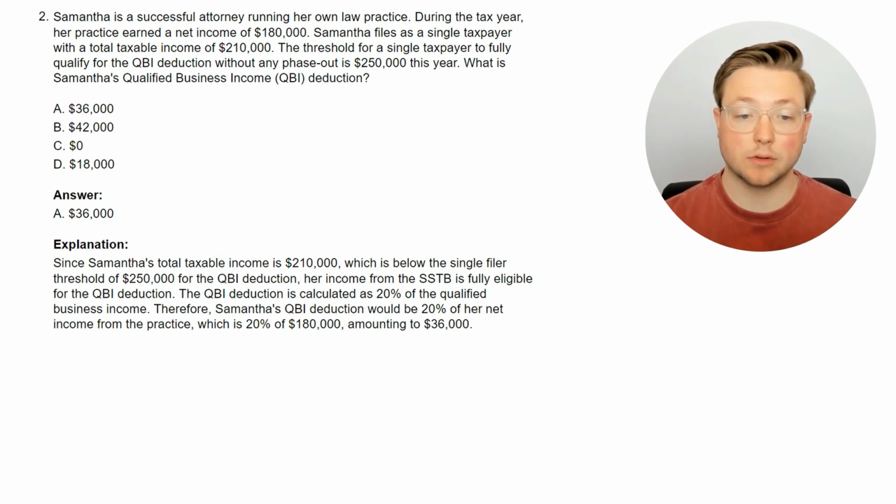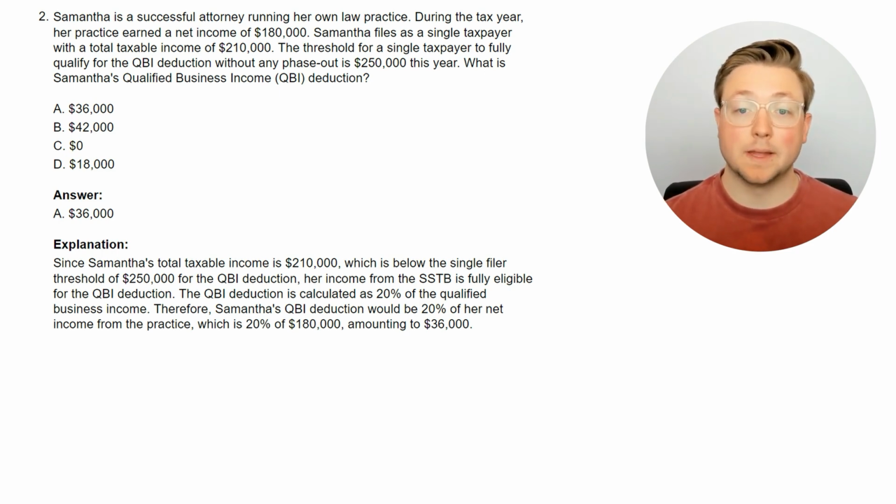Okay, so $36,000. And that looks like that's 20% of the qualifying business income. Since Samantha's total taxable income is $210,000, which is below the single filer threshold of $250,000 for the QBI deduction, her income from the SSTB is fully eligible for the QBI deduction. The QBI deduction is calculated as 20% of the qualified business income. Therefore, Samantha's QBI deduction would be 20% of her net income from the practice, which is 20% of $180,000, coming to $36,000. So this is just another example.